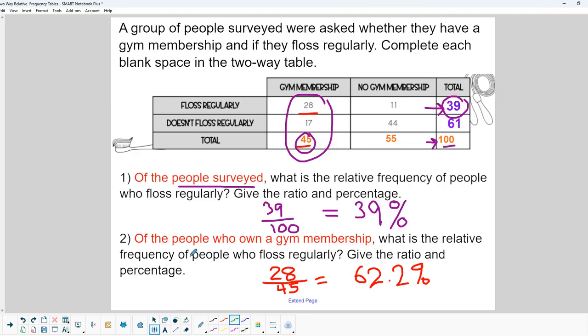On the second one, of the people who own a gym membership, what is the relative frequency of people who floss regularly? Well, in the gym membership column, we have 45 people. Of those 45, 28 floss regularly. So 28 divided by 45 is 62.2%. All right, so there we go. Now, if you rounded that to the nearest percent, it would just be 62%.